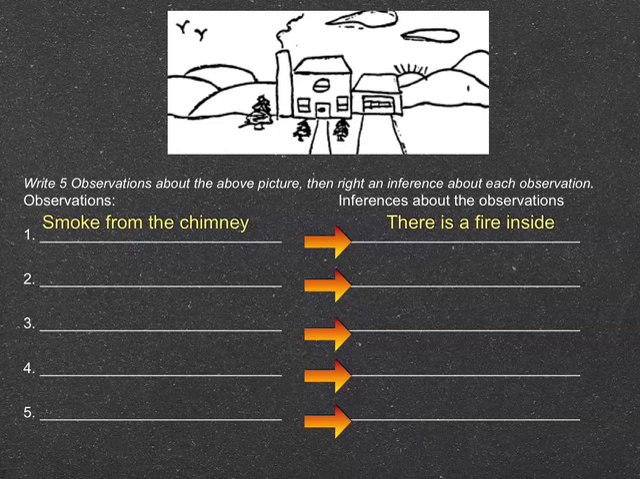The sun is behind the hills. Okay, that's an observation, right? Anybody write that as an observation? Okay. What was your inference, Ava? The sun is going down. The sun is going down, the sun is setting.